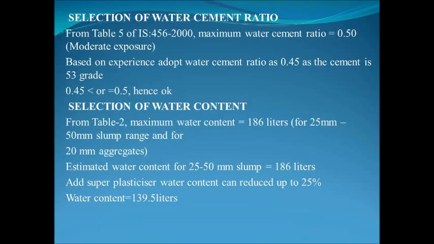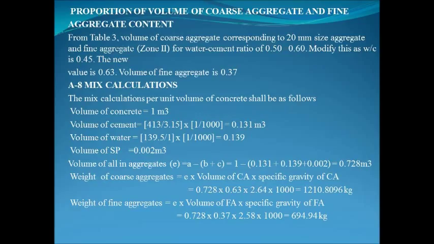Selection of water cement ratio. From Table 5 of IS 456, the maximum water cement ratio is 0.50. Based on experience, the water cement ratio is taken as 0.45 as the cement is 53 grade. Selection of water content. From the table, maximum water content is 186 liters for 25 to 50 mm slump. Add superplasticizer 25%.